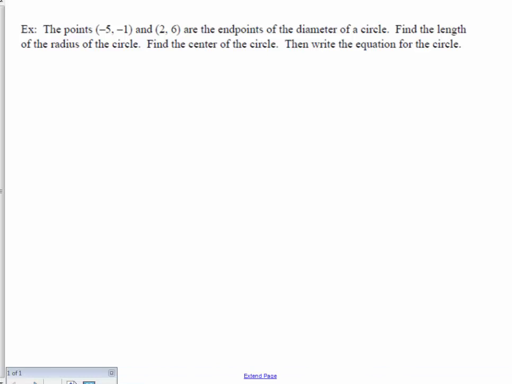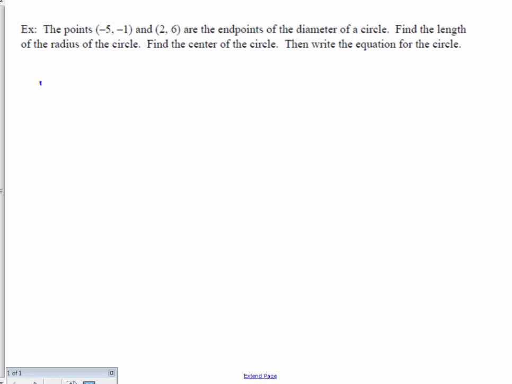This example gives us two ordered pairs, (-5, -1) and (2, 6). It tells us that these ordered pairs are the endpoints of the diameter of a circle. It then asks us to find the length of the radius of the circle and to find the center. And then when we're done, write the equation for the circle.